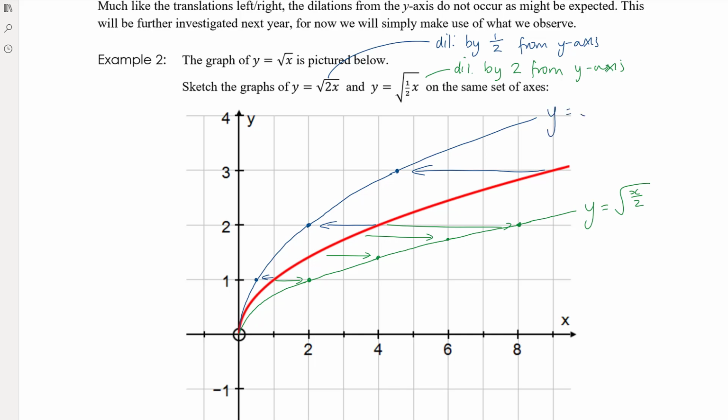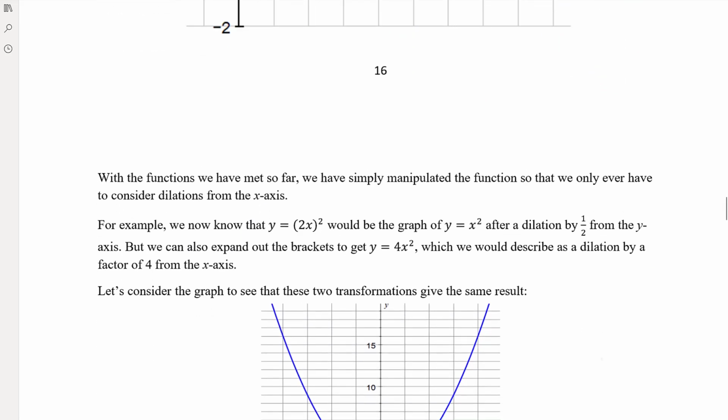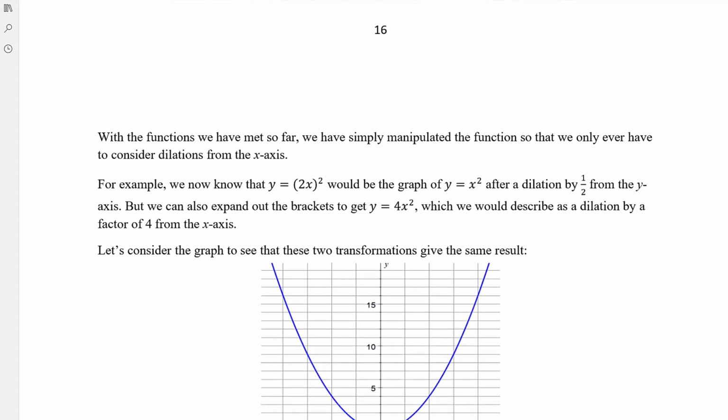This one was y equals square root of 2x. Okay, so being clear about the difference between those two things. Alright, let's have a think about why we haven't had to think about this before now.